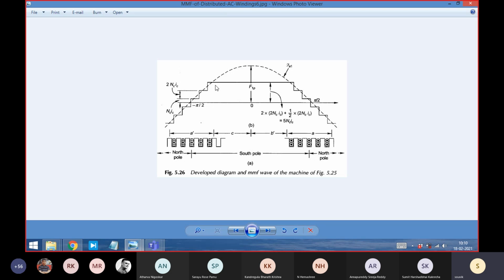And you can do even better if you adjust the number of turns. If you not only distribute but also adjust the number of turns, you can make it more or less approach a sine wave. You can understand that in the final portion, the MMF increment should be very small. So accordingly, your number of turns should be very small compared to the other number of turns in that particular slot. So you vary the number of turns in the slot. This is the slot, and you can make it very close to a sinusoidal MMF.